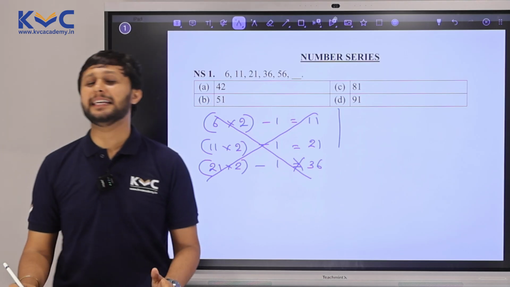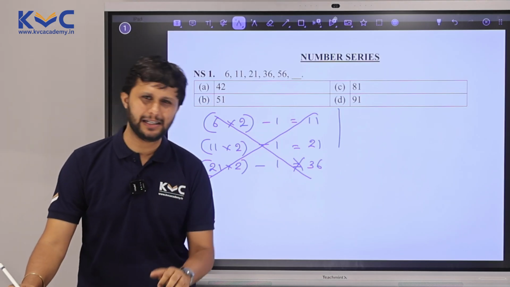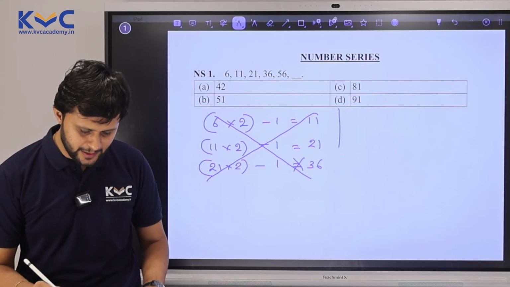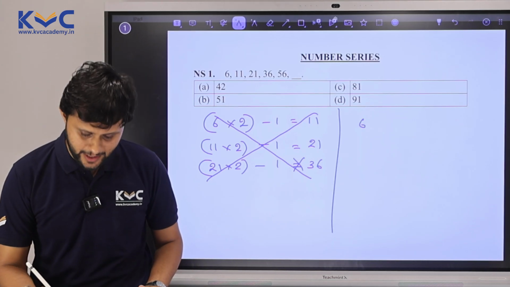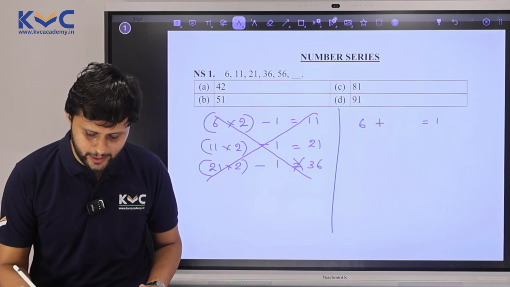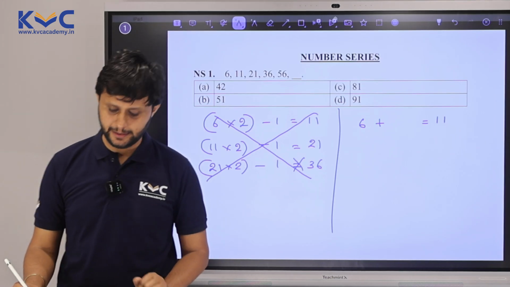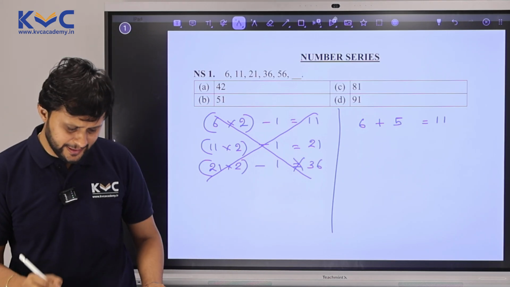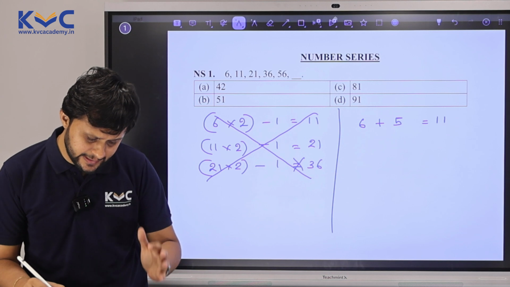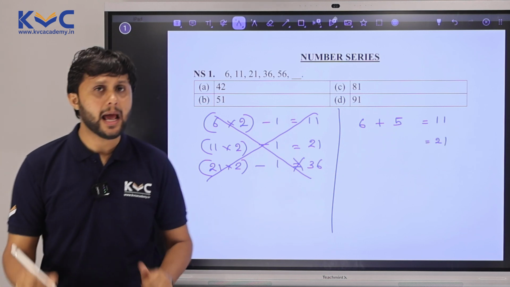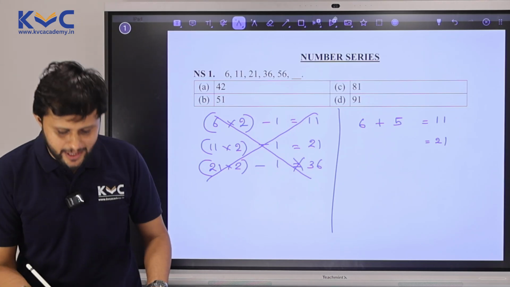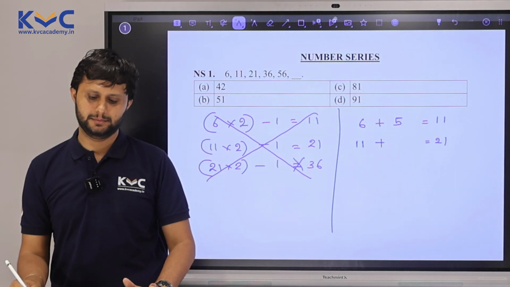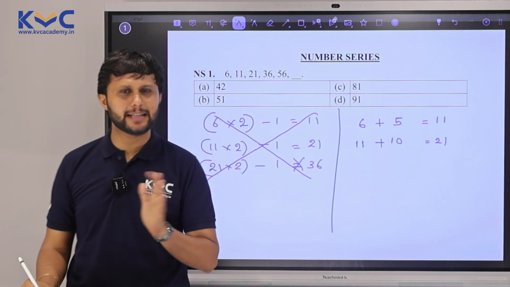I told you if the numbers are increasing, it should be either addition or multiplication most of the time. Correct? Okay. So we'll take the relation from the first number to the second number. We have the first number over here, plus something which should be equal to 11. What is that something? It is equal to 5. Now, the next number is 21. I will continue from the previous number. We have 11 plus something which is equal to 21. 11 plus 10 is 21.